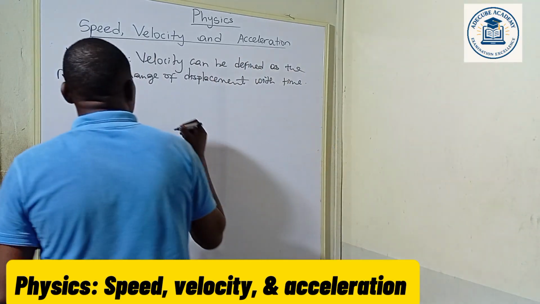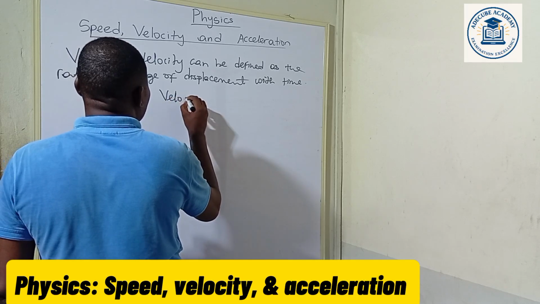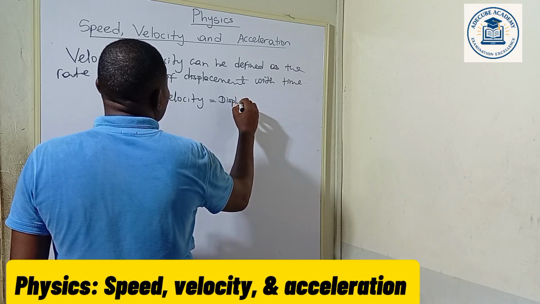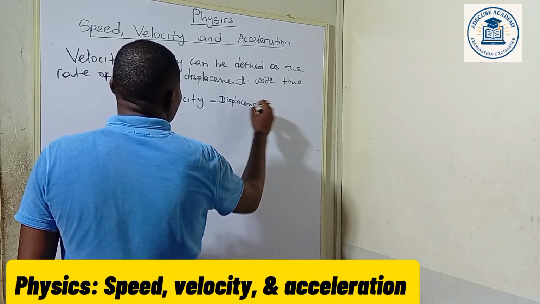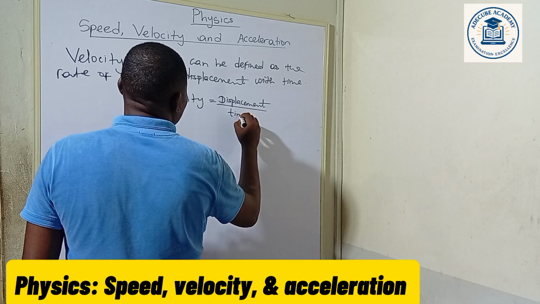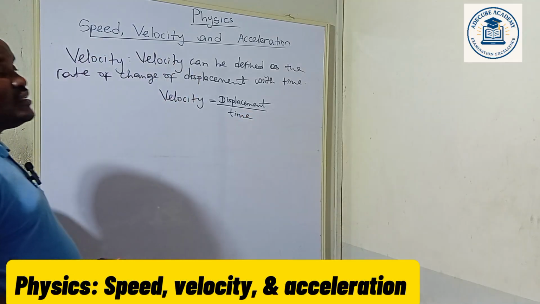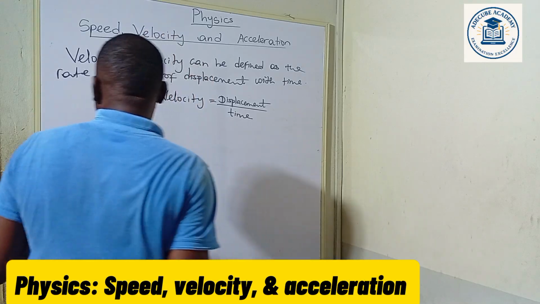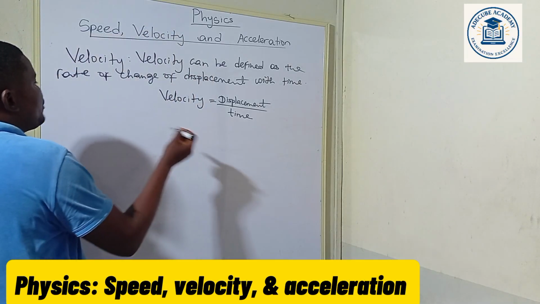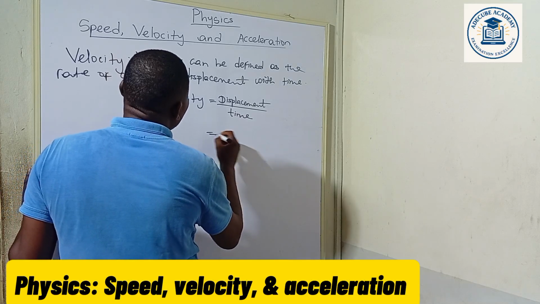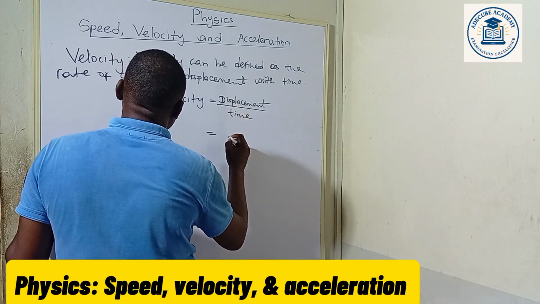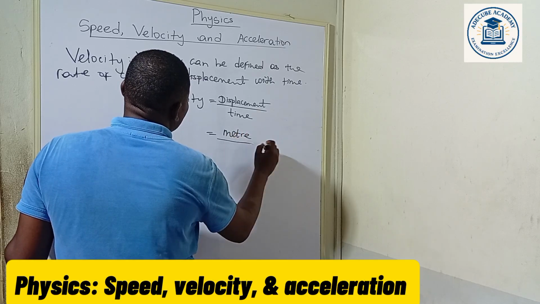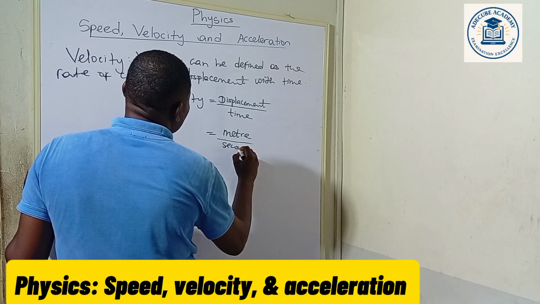It can be simply put this way: velocity is equal to displacement over time. Now, what will be the unit? We have velocity equals displacement over time. The unit of displacement is meter, and the unit of time is second.